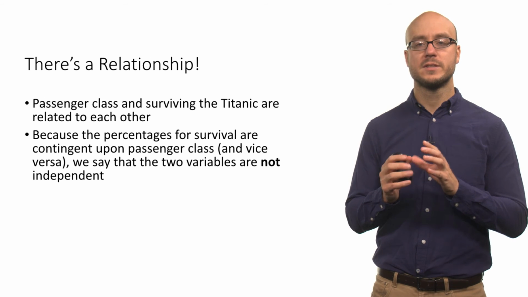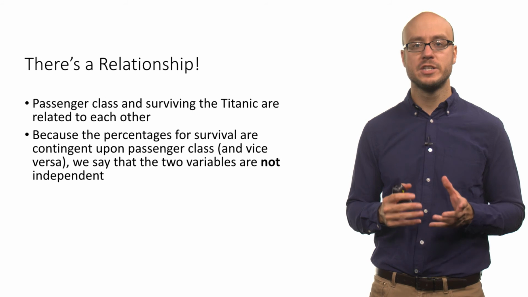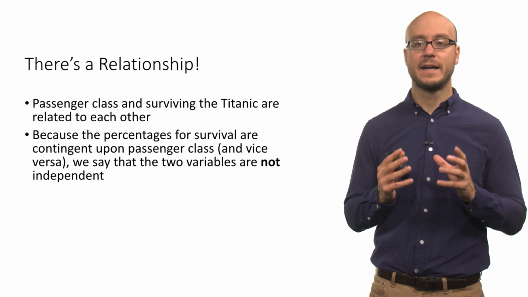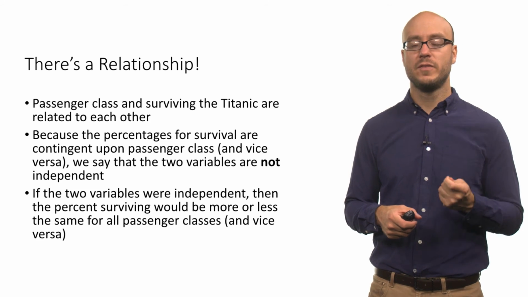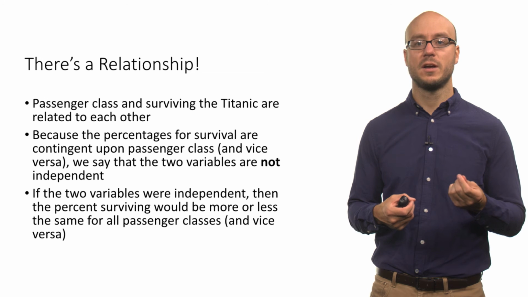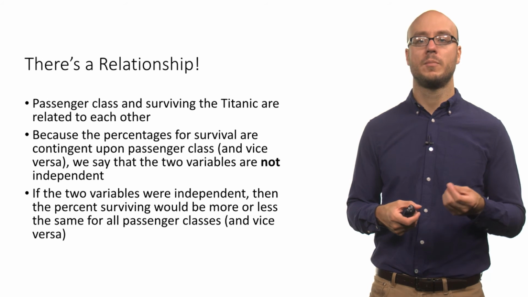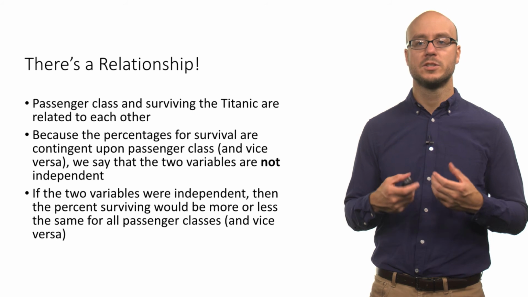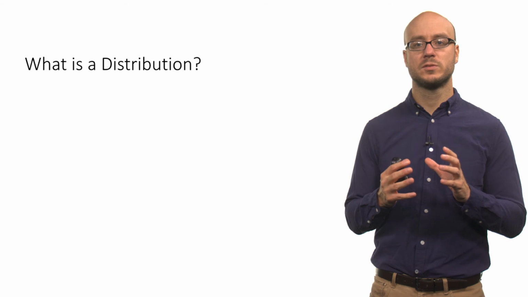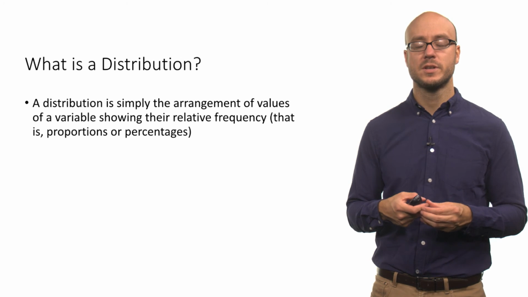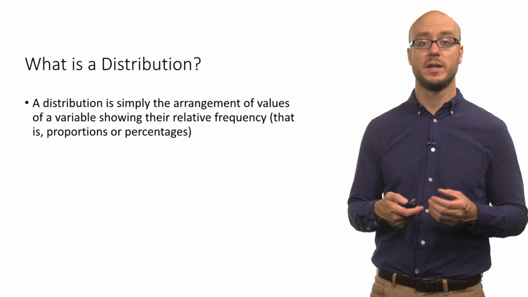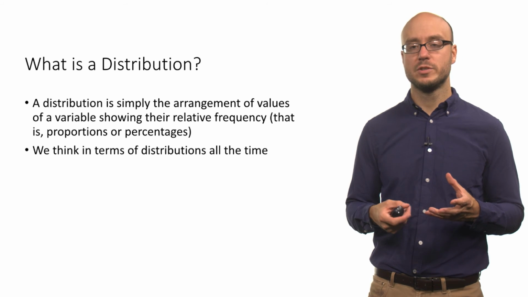The way to think about this is that since the percentages for survival are contingent upon passenger class and vice versa, these two variables are not independent. If passenger class and surviving the Titanic were independent, then the percentage of surviving would be more or less the same for all passenger classes and vice versa. When we talk about this relationship, it's also useful to talk about distributions. A distribution is simply the arrangement of values of a variable showing their relative frequency, meaning the proportions or percentages.